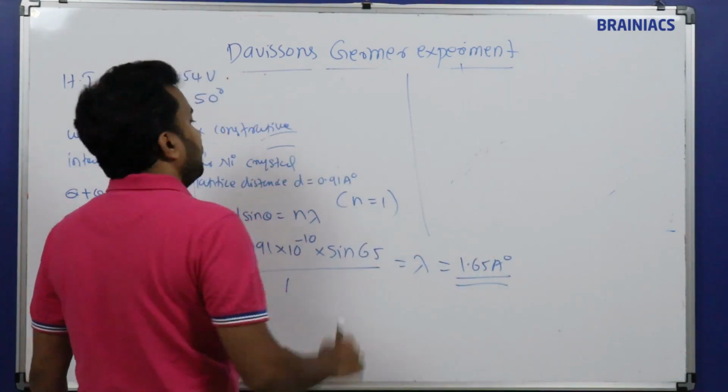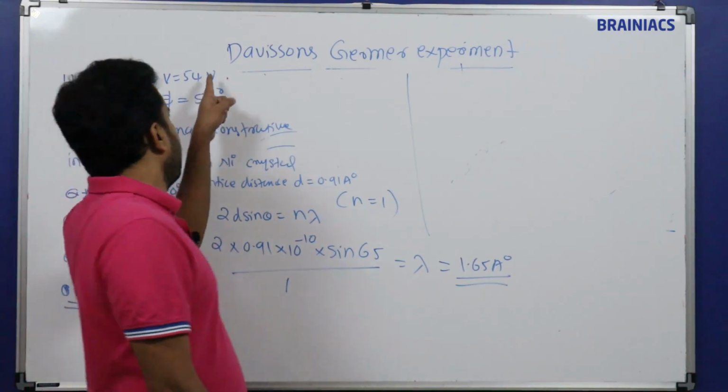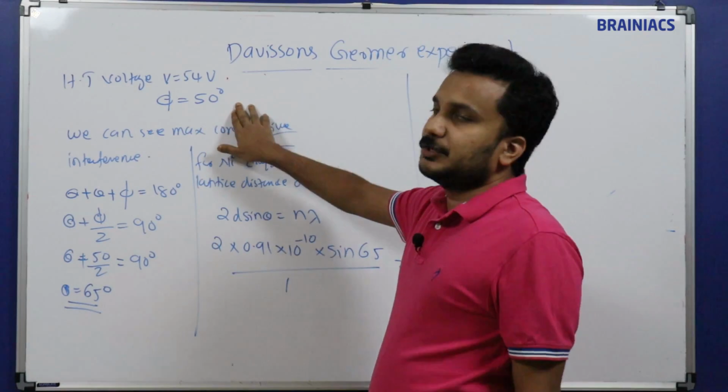And as well as, okay, so we have fixed the high tension voltage 54 volt and phi is equal to 50 degree.